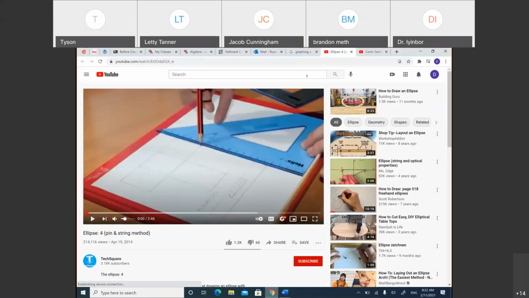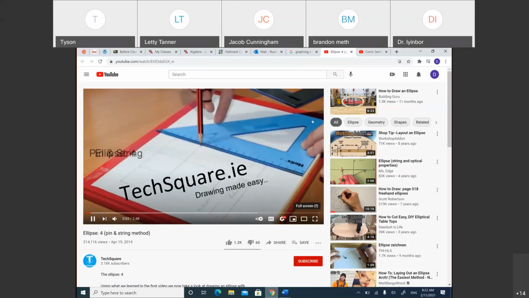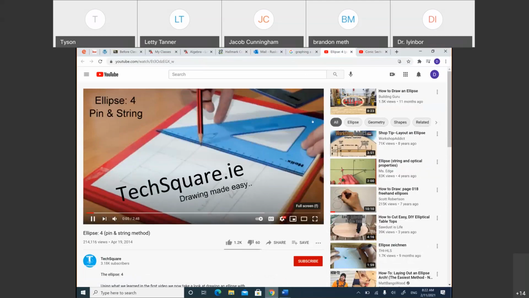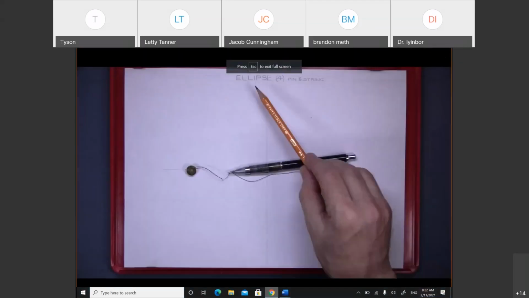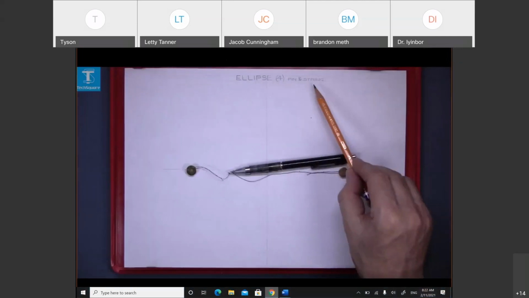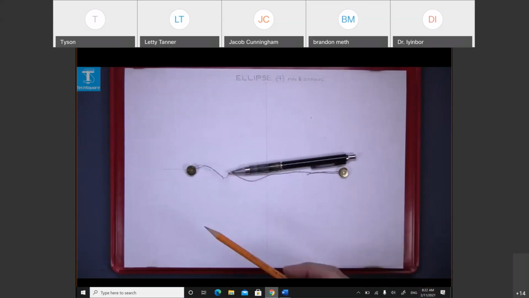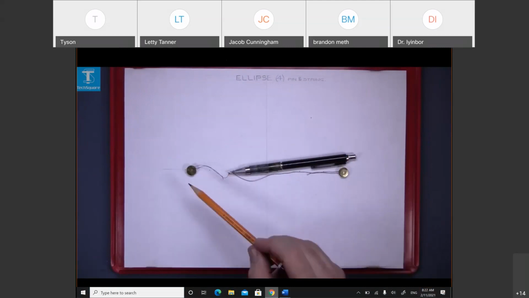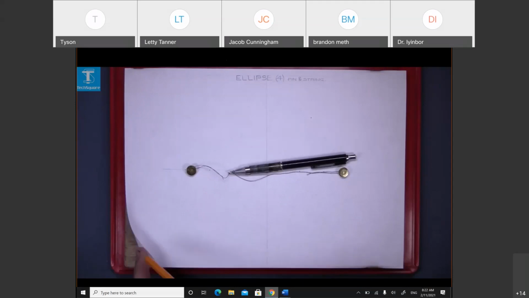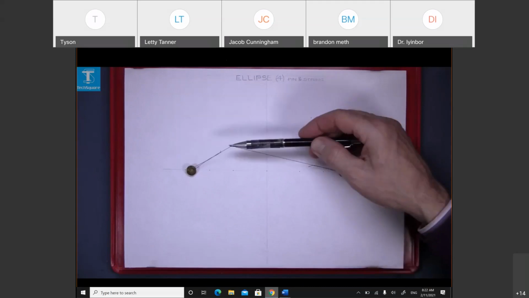Okay, so here you go. This is the video I want to share on how to graph an ellipse. So if you have to graph an ellipse, you're gonna need the pin and string method.